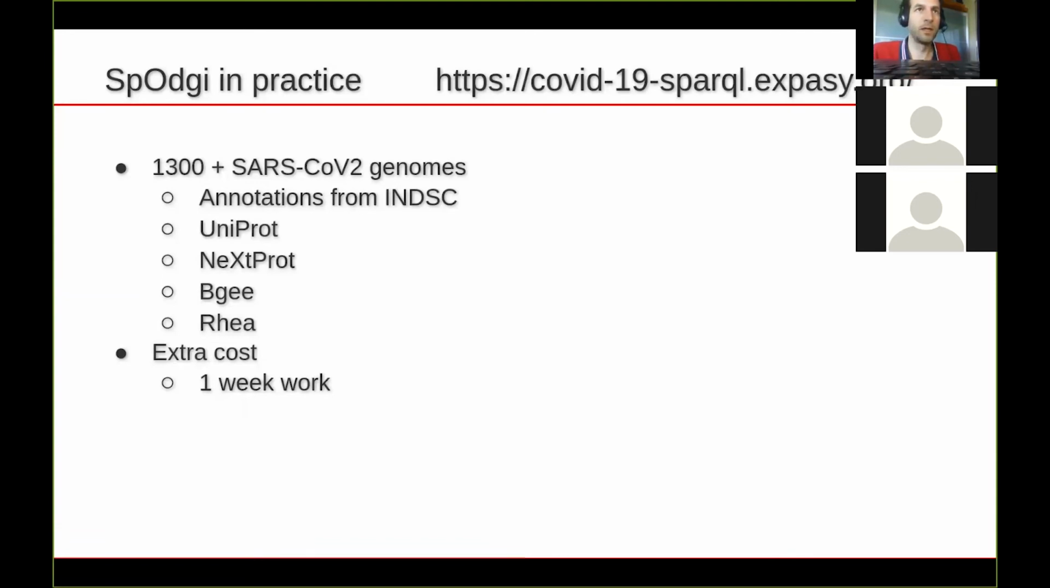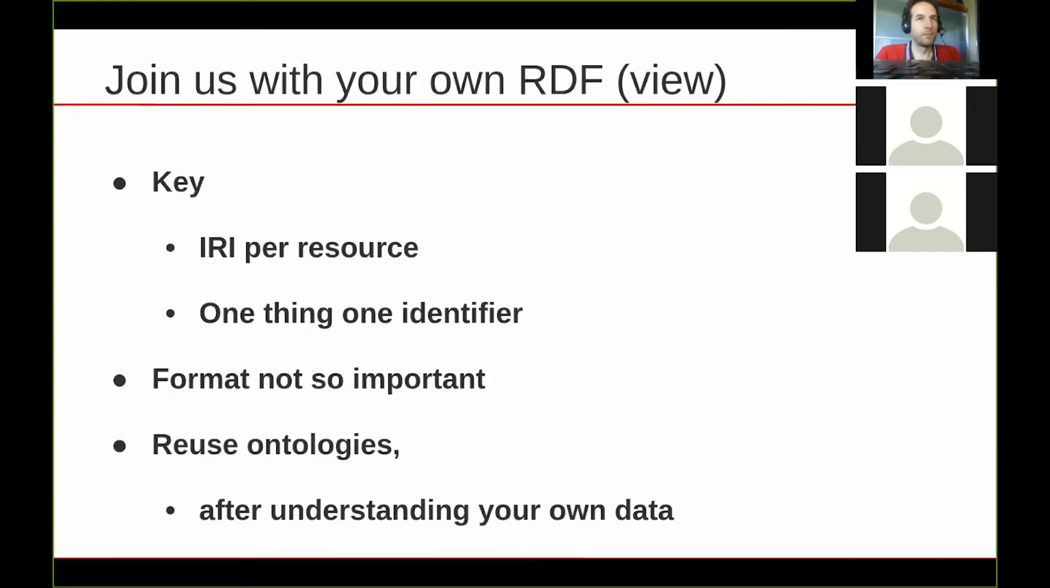like with the GISAID issue. Here, the 1,300 SARS genomes are the ones which were full length and deposited in GenBank. The ones which are not deposited in GenBank, we do not have. Still, it's nice that we already have quite a few SPARQL data resources in the SIB, but it can always be more. So join us.